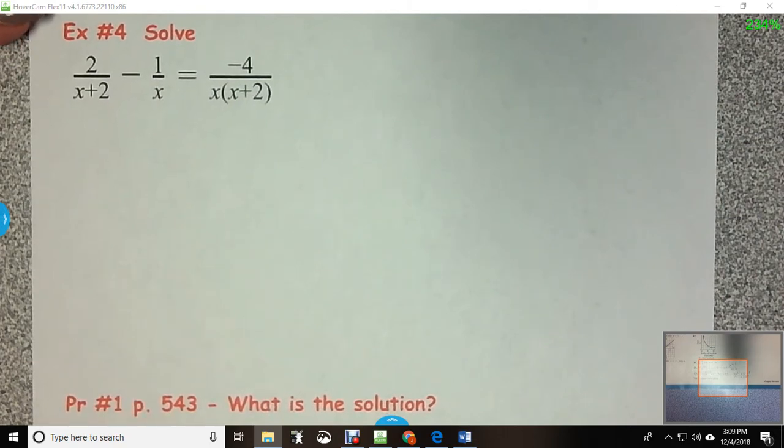Okay, so for this, I taught it one way second block, and then last block somebody said, oh, I know how to do this one, can I do it? Well, she did it, and it wasn't the way that I taught it second block, but it totally works. So I ended up showing third block both ways. Do y'all want to see one way or you want to see both? Both. Okay.